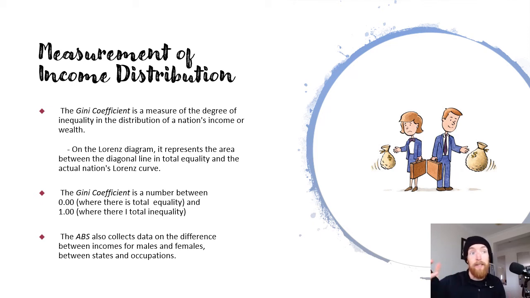The ABS also does this for various other things. So they look at the difference between incomes in males and females, between states and occupations, to get all different kinds of figures about how income is distributed in Australia. If you did it between males and females, you'd see that on average, males earn more than females in Australia. There's still an income gap and still inequality there, even if males and females are working in the same roles, which is interesting to look at. In different states, on average, incomes across the east coast of Australia are higher, although in Western Australia they're fairly high because of the mining industry, whereas in Tasmania they could be a little bit lower.